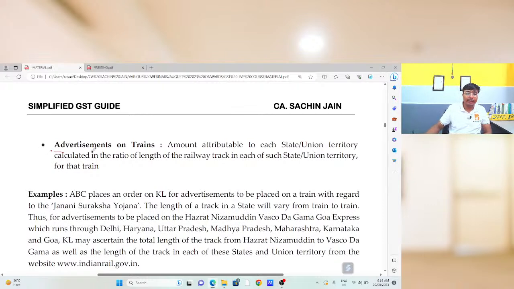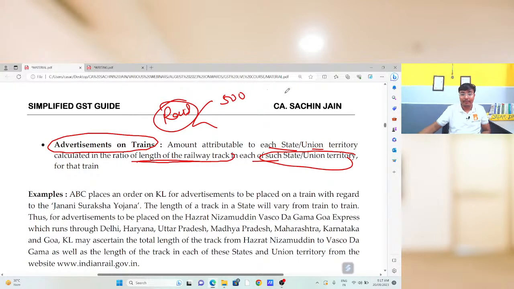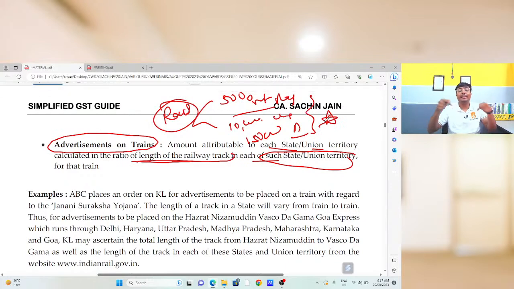Now, advertisement on trains. The amount attributable to each state and union territory is calculated in the ratio of the length of railway track in each state and union territory. Suppose if there are any hoardings on the railway platforms or in rails, in that case what will be the place of supply? For rails, the train runs from Rajasthan, goes into Maharashtra, and passes through Tamil Nadu. In that case, how are we going to decide the place of supply? So in the ratio of the length of the railway track in a particular state, the place of supply will be decided. Suppose 5000 meters is in Rajasthan, 10,000 meters is in Gujarat, 15,000 meters is in Bangladesh. In that case, according to the length of that track in that particular state, we are going to distribute the place of supply accordingly.